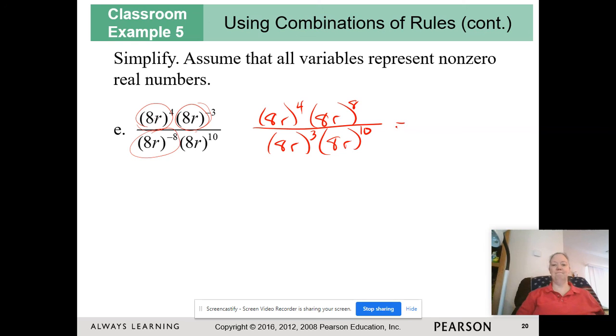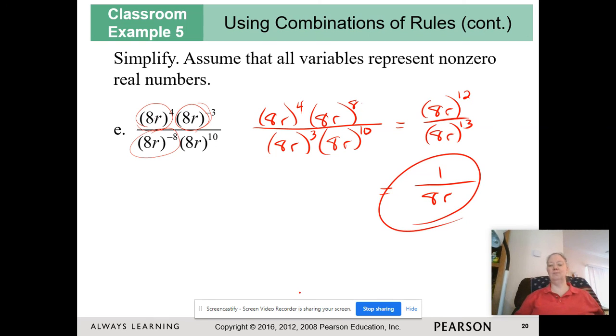Okay. And now I'm going to use the product rule. So I'm going to add these exponents because the base is the same. And then now I'm going to use the quotient rule. I've got 12 8Rs in the top, and I've got 13 8Rs in the bottom. So I can cancel out 12 of them, and I'm just left with 1 8R in the denominator.